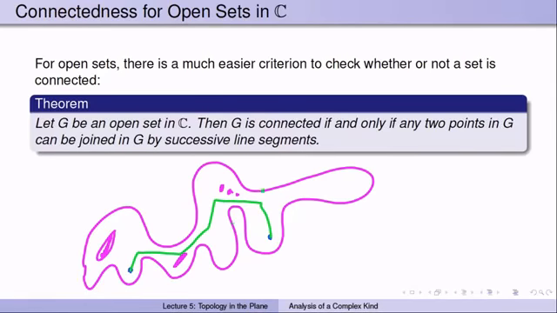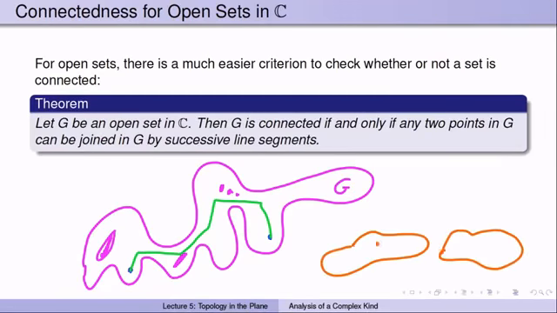And I made it. So I joined them in G, I never left my set G, and I joined them with line segments, and therefore this theorem tells me, if I can do this for any 2 points in G, that my set G is connected. On the other hand, if G consisted of several parts, and I picked one point over here and another one over here, and I tried to connect them with line segments, I would have to get across, and that's leaving my set. So this set G here is not connected, whereas this one is connected.